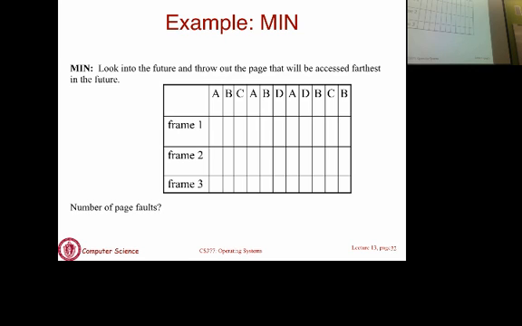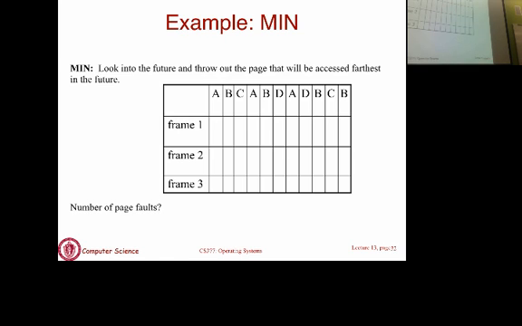You look into the future and throw out the page that will be accessed farthest in the future. Here we know the future because it was given to you. Otherwise you couldn't do this. Okay? So we will basically say that's a page fault. And then what you are going to do is throw C out.